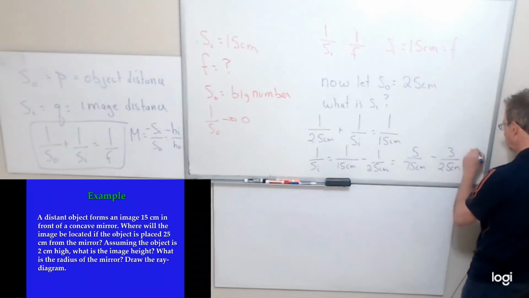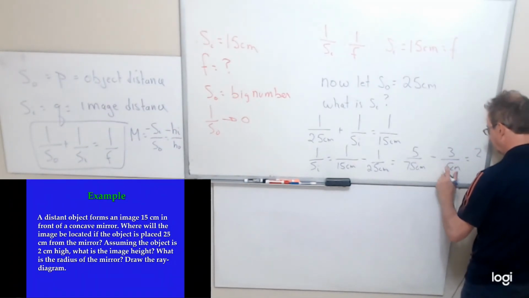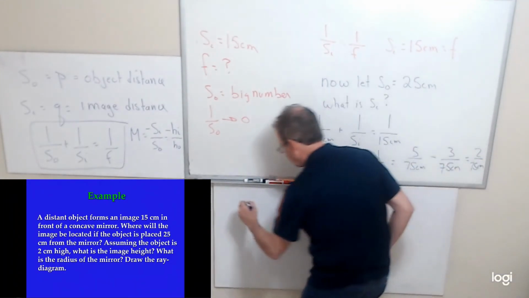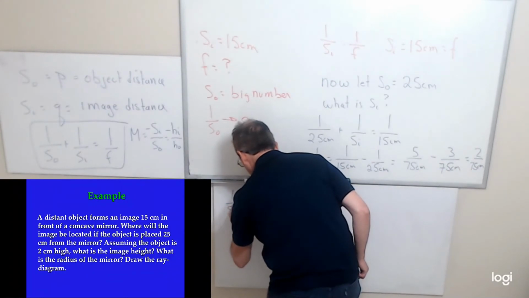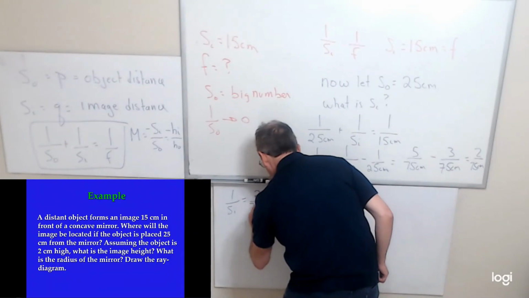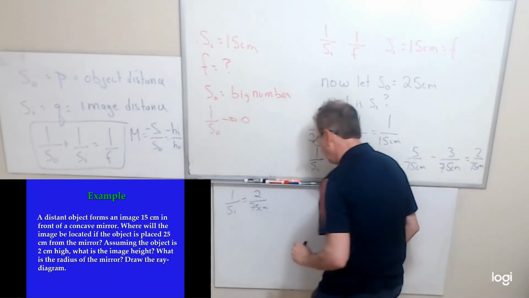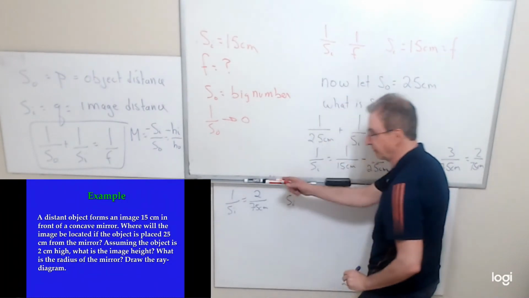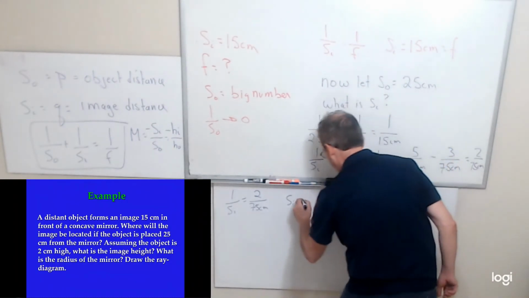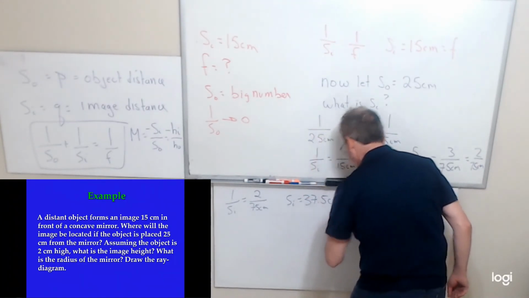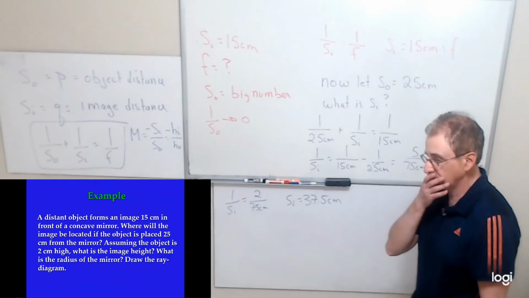And this gives me 2 over 75. So 1 over S sub I is 2 over 75 centimeters. I take the reciprocal of that, so S sub I is 75 over 2, which is 37.5. And that's my image distance.